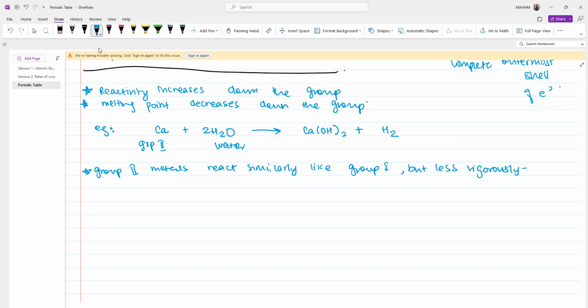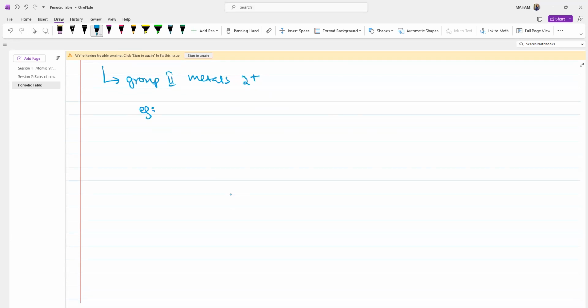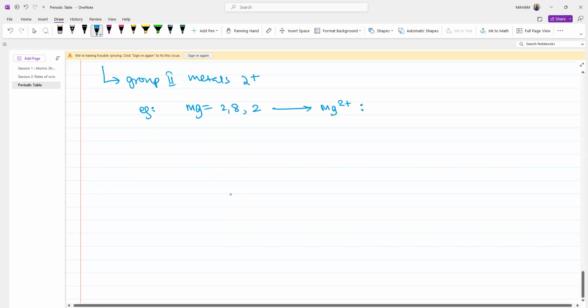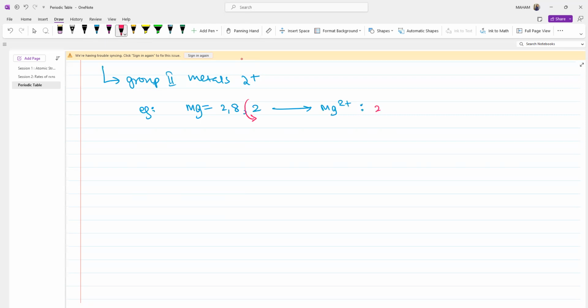Okay? Now, when we talk about oxidation states, the oxidation state for group 2 metals is 2+. Okay, they lose 2 electrons, right? So if I give you an example for magnesium, its electronic configuration as an atom is 2, 8, 2, while if it turns into a cation, that is Mg2+, what is its electronic configuration going to look like? Just as a hint, it's going to lose 2 electrons, right? Because it has an oxidation state. It's just going to be 2, 8. Right, so it's going to be 2 and 8.